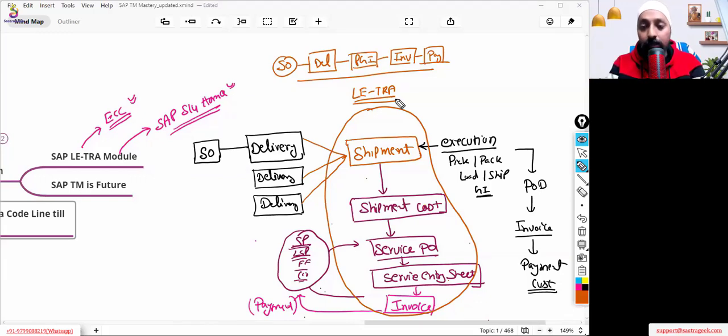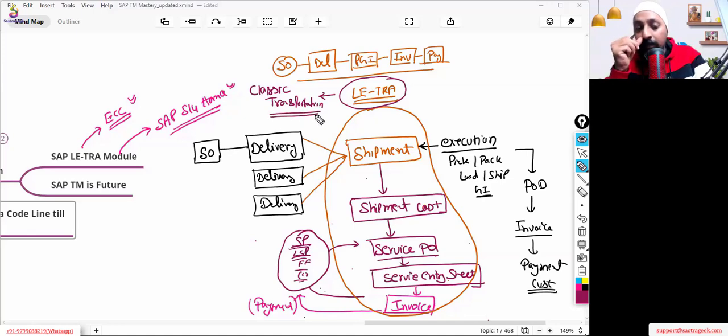Now, SAP has given a new name to LE-TRA. The new name of LE-TRA is Classic Shipment or Classic Transportation. But LE-TRA will sunset by 2030. By 2030, LE-TRA will not be available. It is going to sunset by 2030.